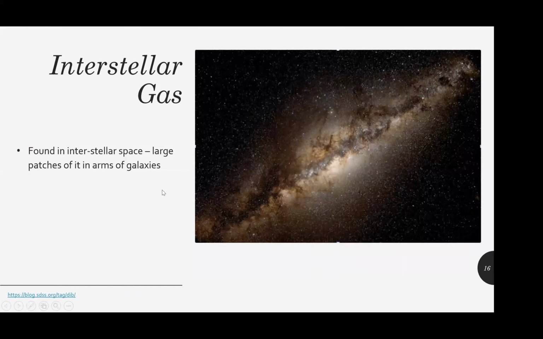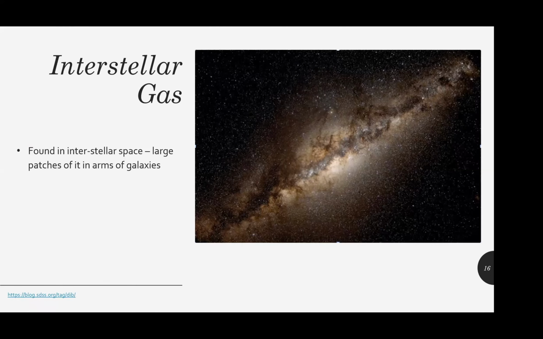Now, this isn't a formal type of nebula, but it's worth mentioning because it is gas in outer space. We can see these especially clearly in galaxies. It's the very dense dust that is in front of the core, behind us, the dust in the foreground. Like I said, there are usually large patches of it in the arms of galaxies.